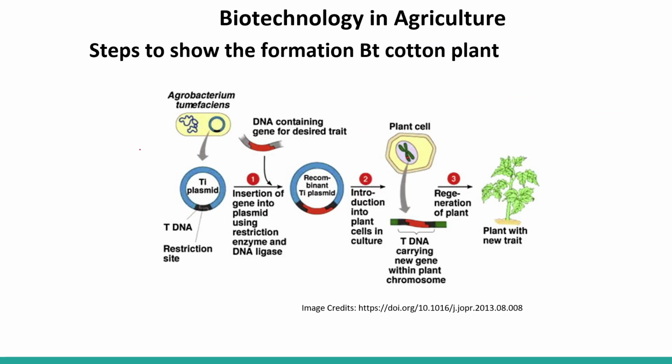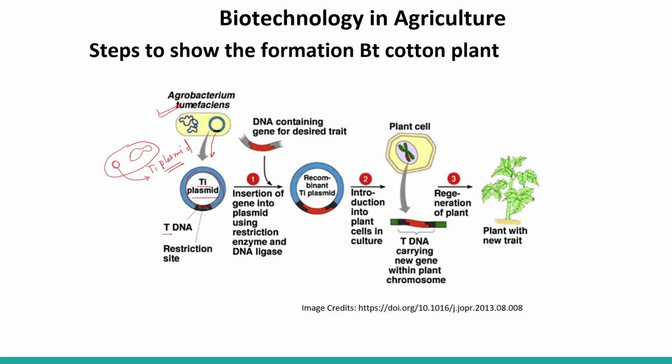So this is the step showing the formation of the Bt cotton plant. Agrobacterium tumefaciens is taken, okay, and its plasmid is taken out. So this is a plasmid. Now we all know what a plasmid is: in the bacterial cell, there is some circular DNA apart from the main chromosomal DNA. This is a small circular DNA, and that is called the Ti plasmid. This particular plasmid is taken out from the Agrobacterium tumefaciens.